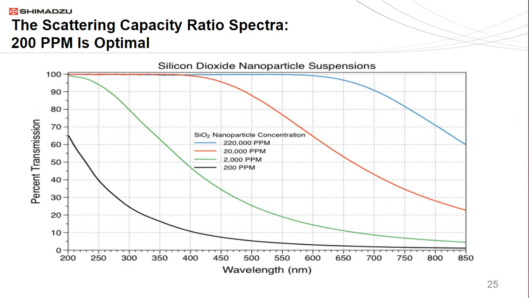Here you see a plot of the scattering capacity on the y-axis as a function of wavelengths. And you can see that the scattering capacity is much more sensitive to showing you what is off scale than a simple scatter transmission measurement. You can clearly see here that the higher concentrations are flatlined up around 100, or essentially they're going off scale. You can see that the 2,000 part per million just barely squeaks in, but really the 200 part per million would be optimal because all of the scattered light is within the measuring capacity of the instrument.